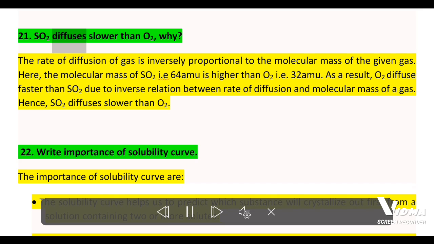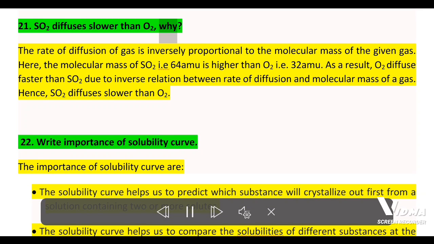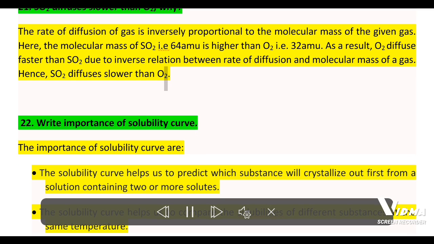21. SO2 diffuses slower than O2, why? The rate of diffusion of gas is inversely proportional to the molecular mass of the given gas. Here, the molecular mass of SO2, i.e., 64 atomic mass units, is higher than O2, i.e., 32 atomic mass units. As a result, O2 diffuses faster than SO2 due to inverse relation between rate of diffusion and molecular mass of a gas. Hence, SO2 diffuses slower than O2.